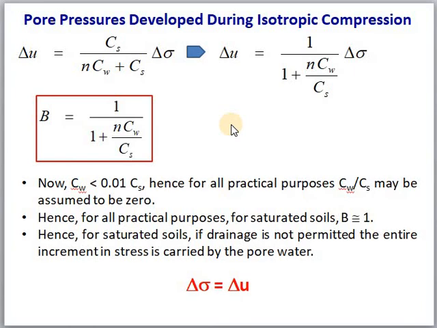Now initially I told you that the compressibility of water is way too less compared to the compressibility of the soil skeleton, that is almost less than 0.01 times C_S. So this C_W by C_S is practically 0. So for all cases in the field, for saturated condition, that is if we do not permit the drainage, the entire stress increment will be the increment due to the excess pore water pressure, because B is 1 practically. So delta sigma is nothing but delta U.